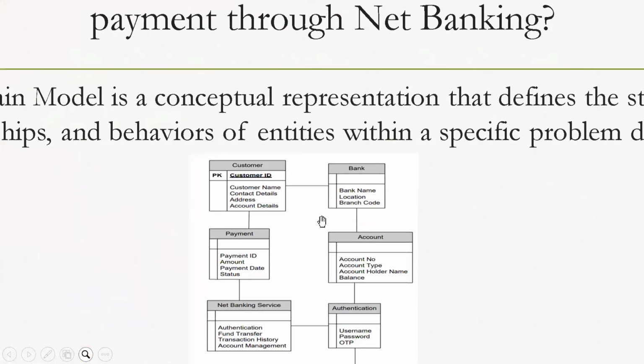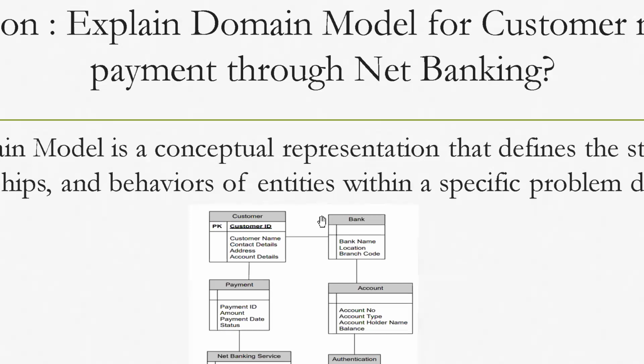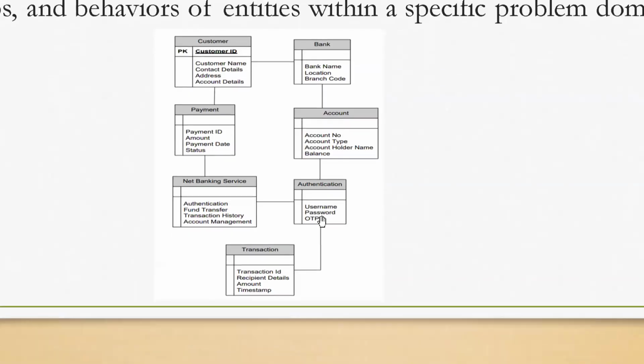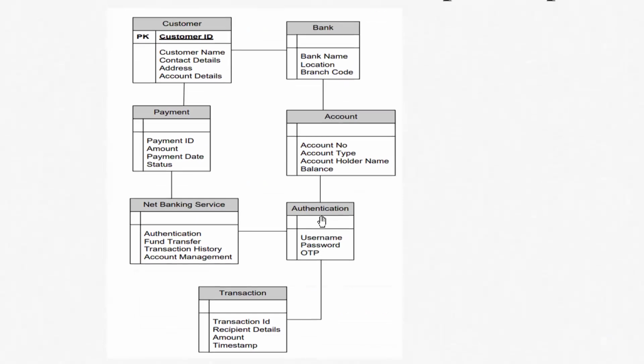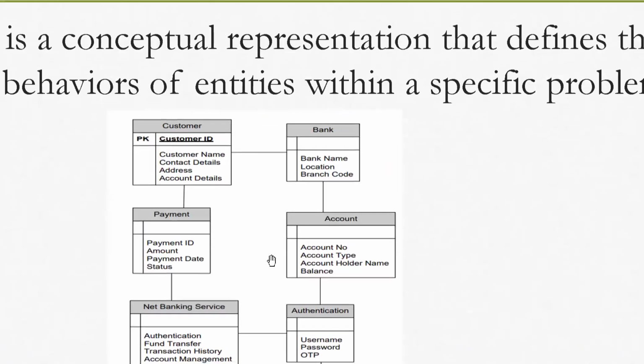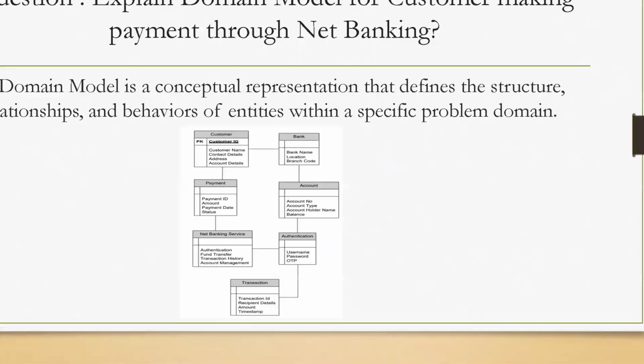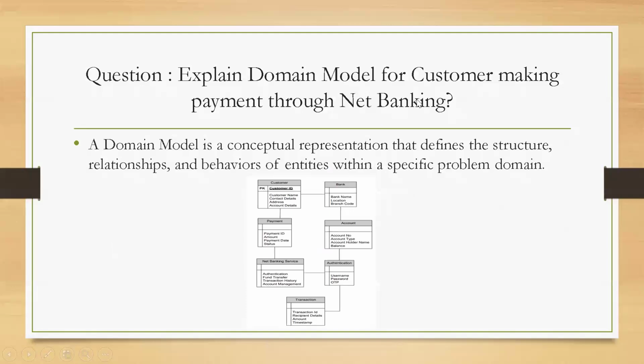So here, if you see, the question is to explain the domain model for a customer making payment through net banking, right? So only for the net banking functionality do we need to design the domain model. If you observe here, customer, bank, payment, account, these are entities, right? These are like the tables in the database, how each is connected with another table, and how data will get passed. So this is how you need to design one domain model for this question, a customer making payment through net banking.